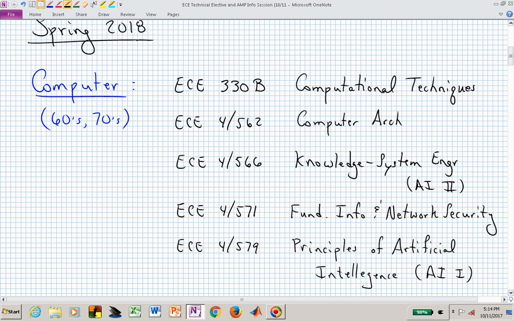But knowledge system engineering and principles of artificial intelligence, those are two related courses in terms of subject matter. The other one is a somewhat new class, and that's Fundamentals of Information and Network Security. So if you're interested in security or secure networks, that's 471. And again, that's in the computer engineering area.